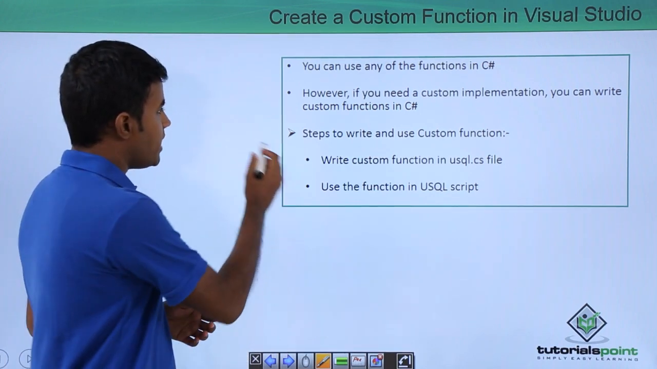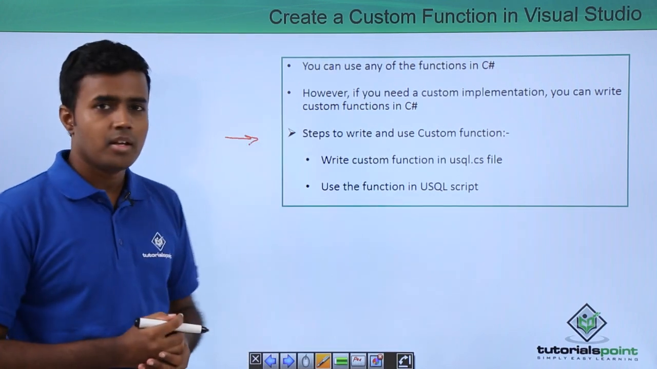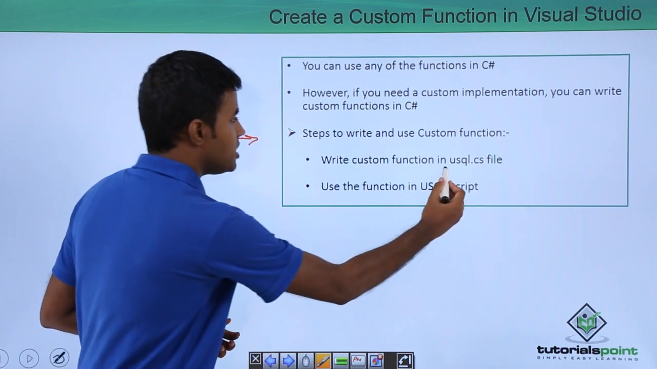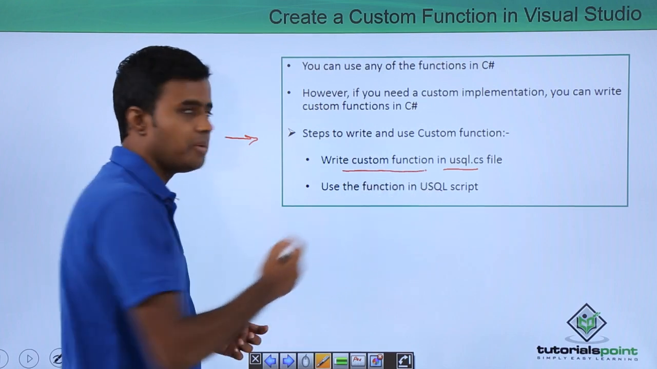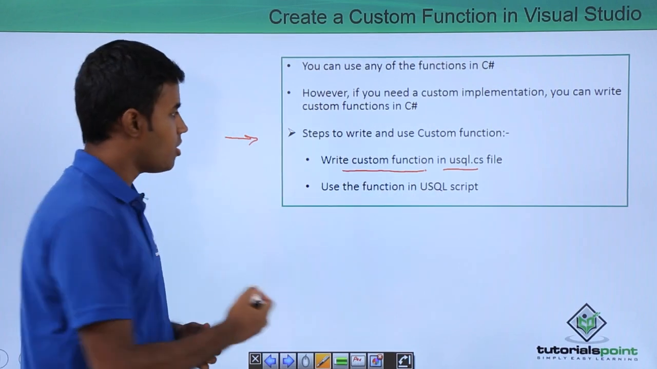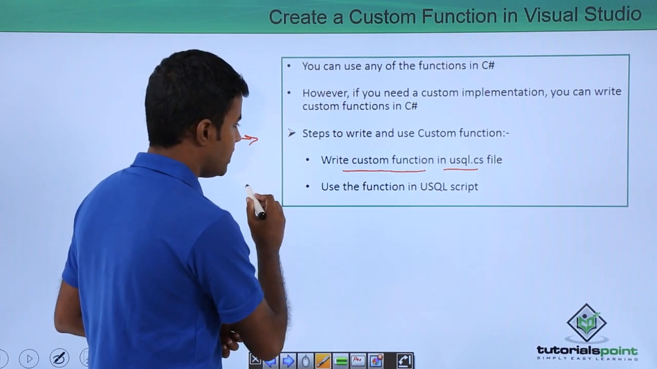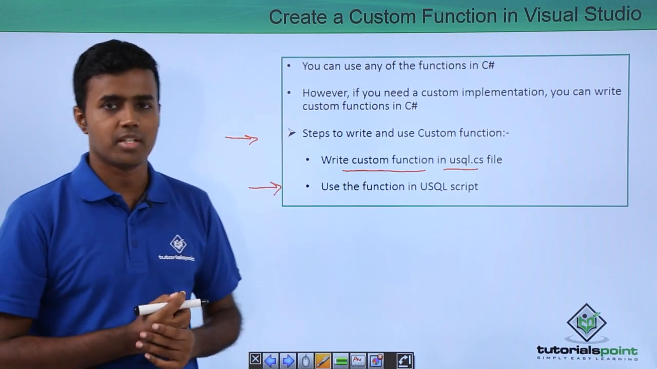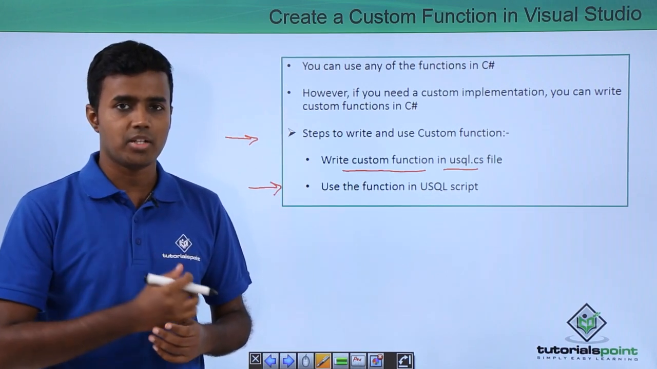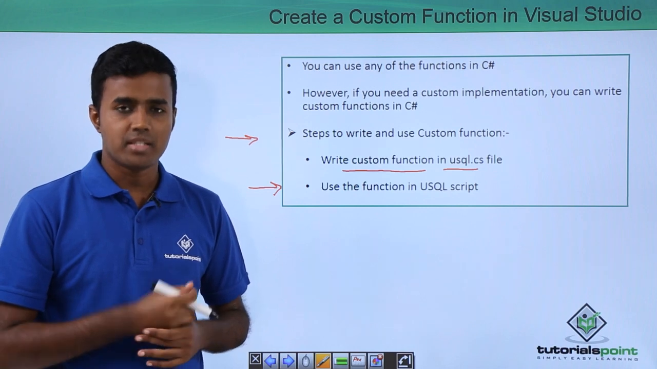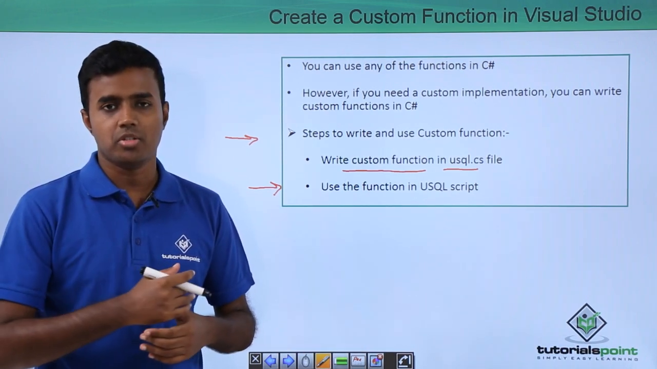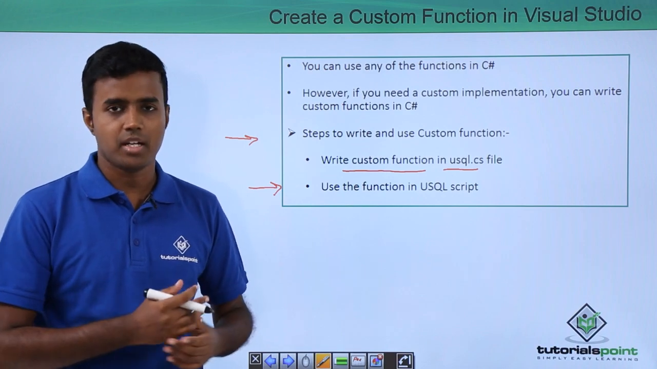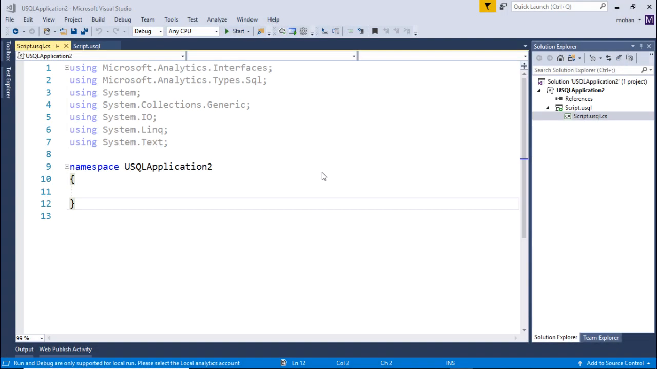So the steps to write a custom function are: first, you need to go into the usql.cs file and write a function in C#. And in the .usql file, you basically need to use the function in the usql script. And once you deploy that to your Azure, you can see how you are able to use the function in your usql script. Let's look at a demo. Let's create a custom function in USQL.